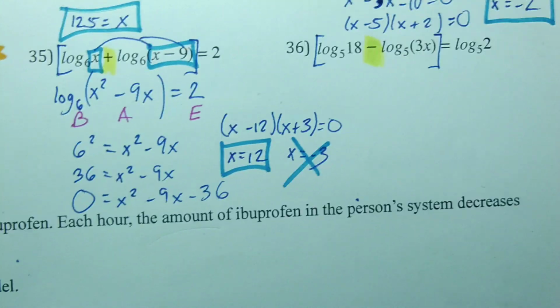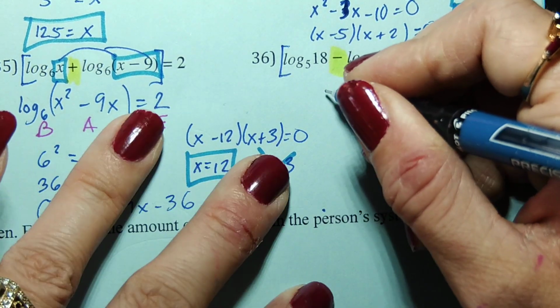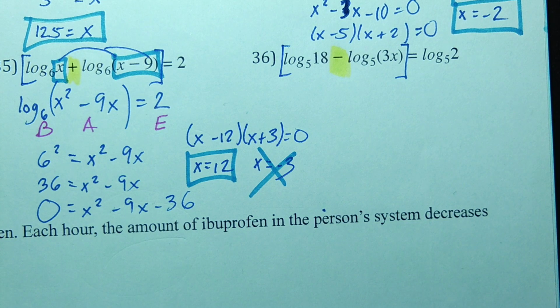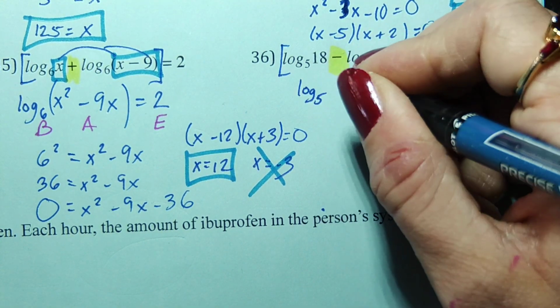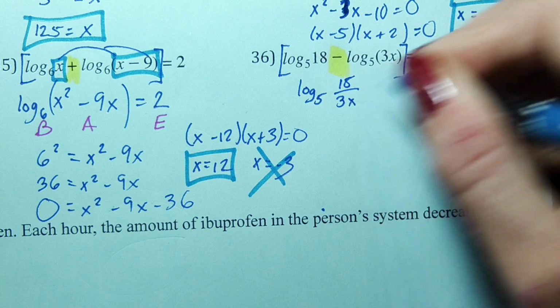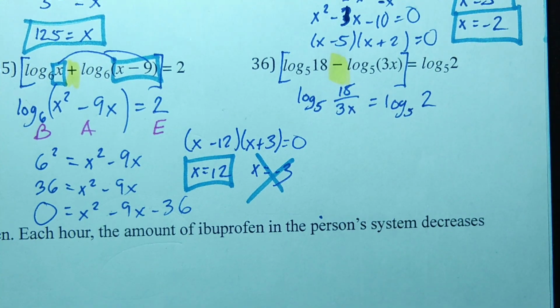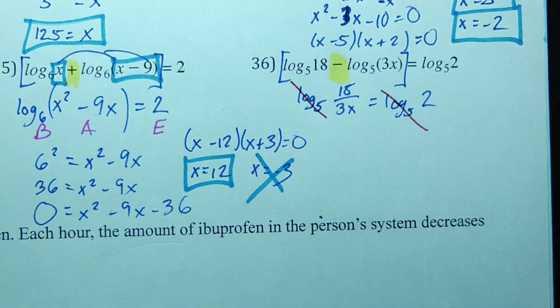This equation has 3 logs. What are we going to do with the 2 that are on the same side? Put them together. We're going to condense them, but they're separated by subtraction. So what operation do we use to condense? Division. So log base 5, I'm putting the log there. 18 on the top, 3x on the bottom equals log base 5 of 2. I got 2 logs on the opposite sides. Corresponding parts cross off.